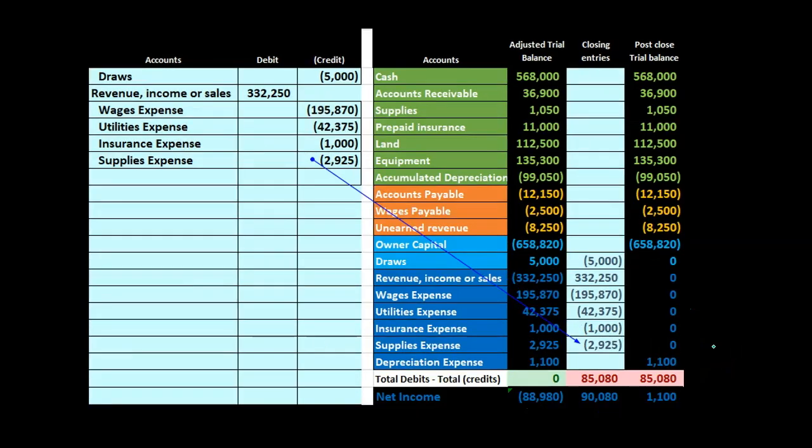Next, we're going to go to supplies. So here's supplies. It's got $2,925 in it. We're going to make it go down by doing the opposite thing to it, which in our case is a credit. So we're going to credit the supplies account with a bracket in the credit column, post that over here, and that's going to make the balance go down to 0.